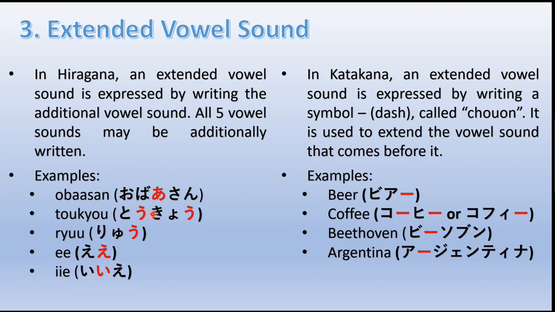So these are a few examples: beer, coffee, Beethoven, and Argentina. So you can see that wherever the extended vowel is needed, this dash sign has been used. Don't worry about how these words have been written in katakana, because these are also guided by some rules which we shall be discussing later in this lesson. For the time being, just keep this in mind that to write an extended vowel sound in katakana, we use this dash symbol, unlike hiragana, where each of the five vowel alphabets are written.